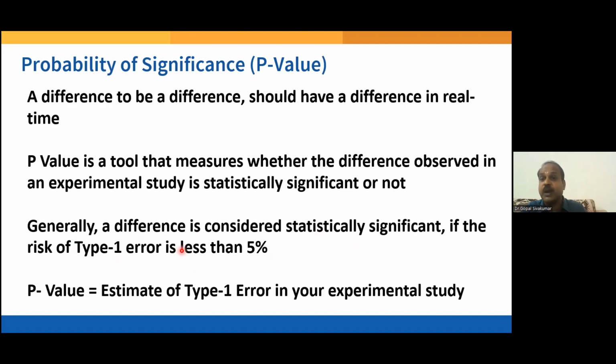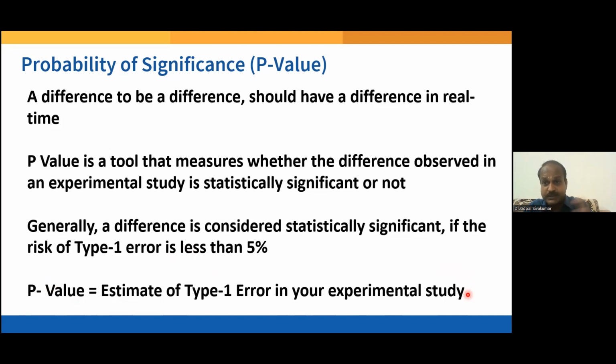P-value means probability of significance. How to calculate p-value? If you ask me, I am capable of explaining, but you might feel overloaded. So we will teach it at the second level. So p-value, the basic definition is estimate of type 1 error in your experimental study. Based on the data you have collected, p-value will be generated, and p-value is calculated based on the statistics you have calculated.